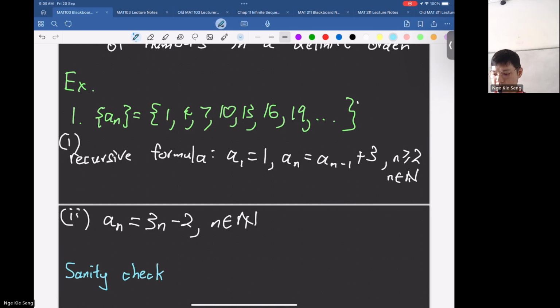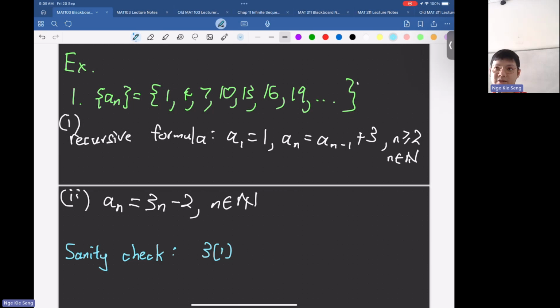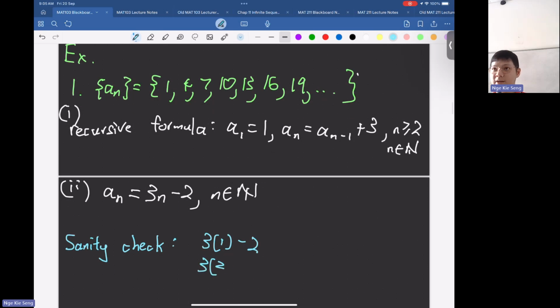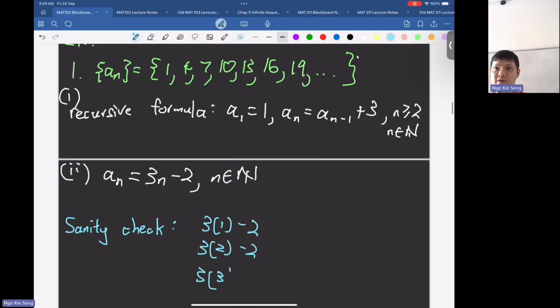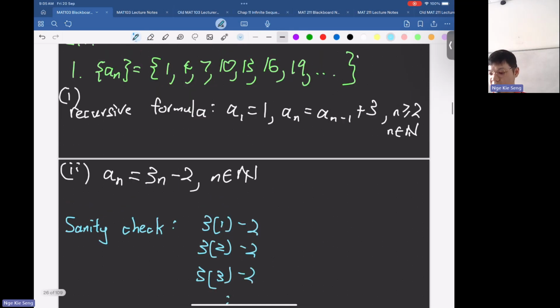What is 3 times 1 minus 2? What is 3 times 2 minus 2? What is 3 times 3 minus 2? And so on. What can you see? The first one you get 1. The second, 6 minus 2, you get 4. Then the third one you get 7, and so on. Does it make sense? These two formulas represent two kinds of thinking, but both of them are the same.